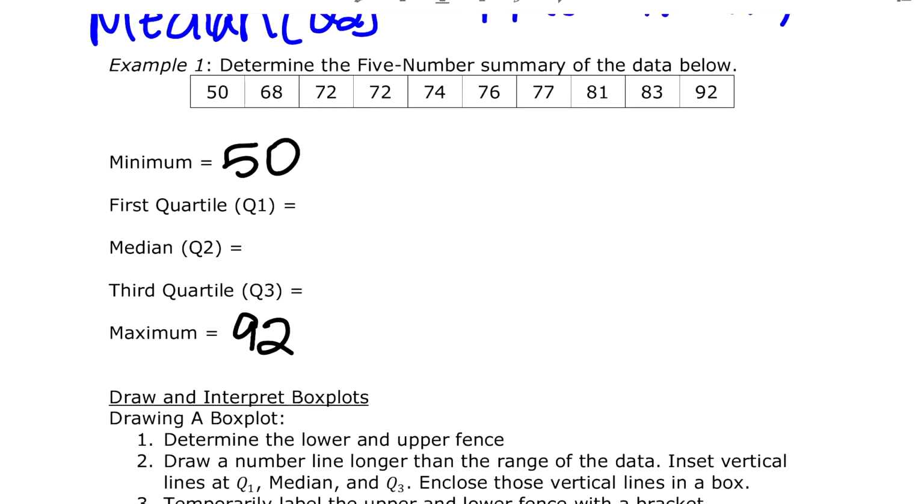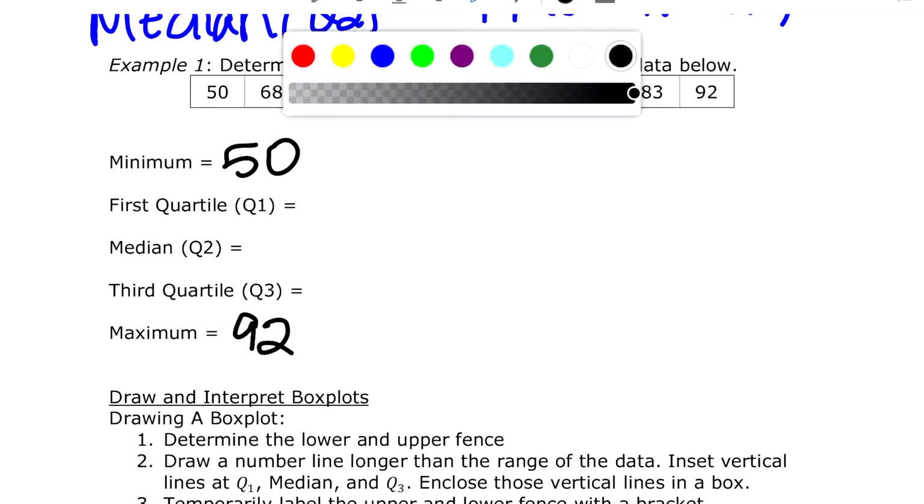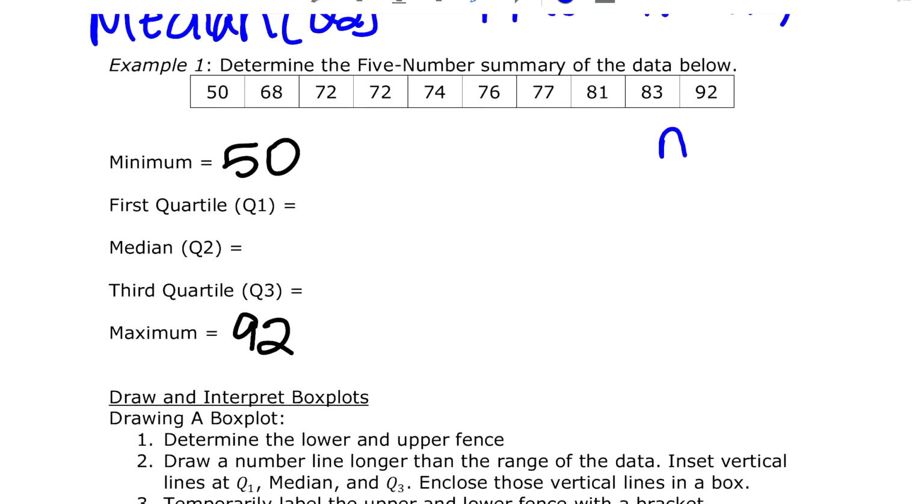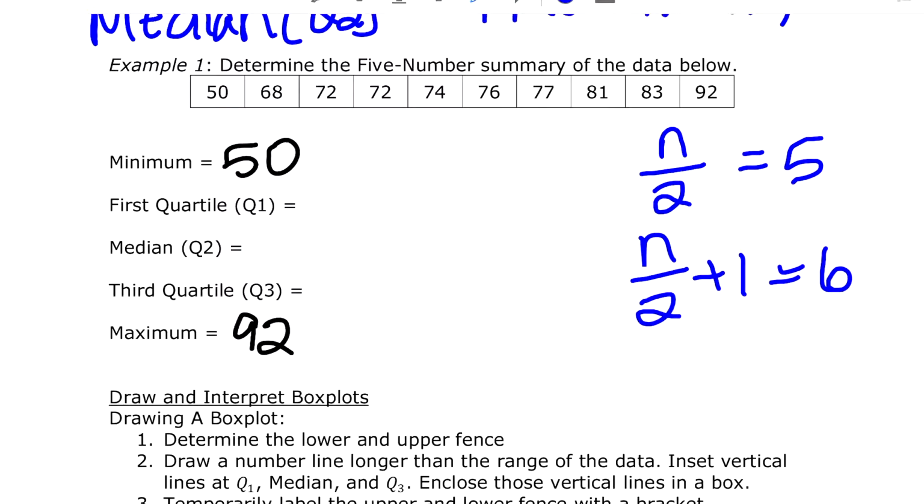So now I want to go ahead and find the median. Remember, you have to find the median before you can find the 2 quartiles. So for the median, I'm going to find out how many values I have. 1, 2, 3, 4, 5, 9. There are 10, so that means it's going to be the average of 2 middle numbers. So n over 2 and n over 2 plus 1. So I need to find the 5th and the 6th values. 10 over 2 is 5, 10 over 2 plus 1 is 6. So 1, 2, 3, 4. So that gives me 74 and 76. So the average of those two numbers is 75.